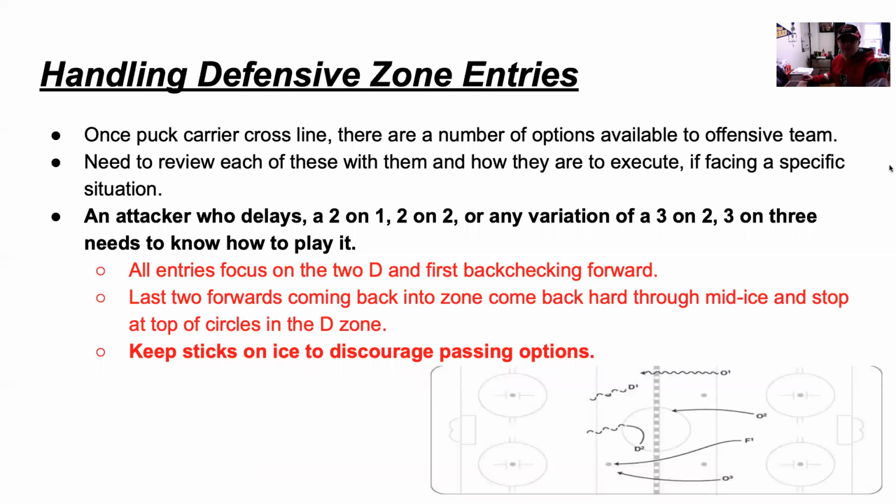What do we have to correct, and how can we make this better and get better positioning? So handling defensive zone entries. So once the puck carrier crosses the line, there are a number of options available to the offensive team. They need to review each of these with them and how they are to execute if facing a specific situation.